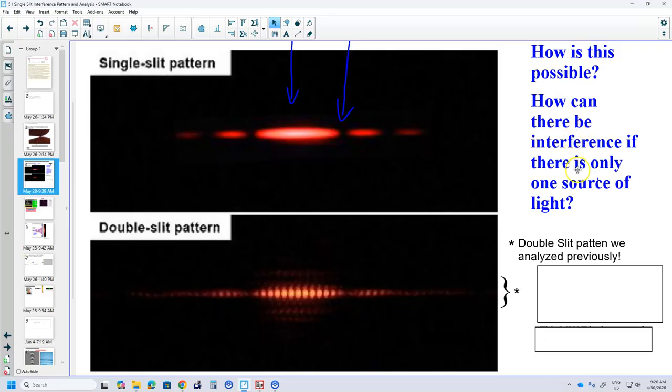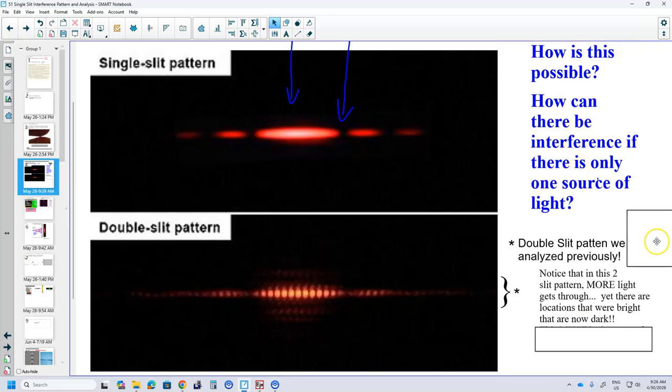So how is it possible? How is there interference, right? Well, what do I have here? Notice this, in this pattern here with a single slit, right? And then you open up another slit, and there's parts in here that were bright that get dark. That's kind of weird, right? So it must be destructive interference, of course, right?